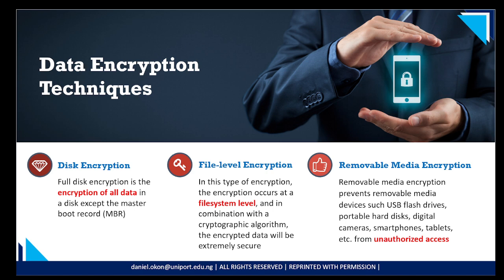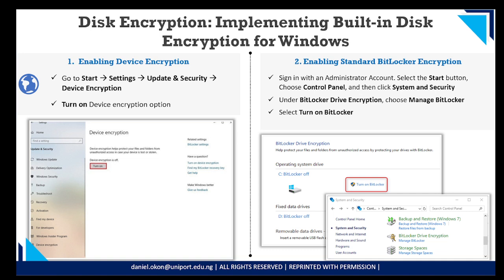We already know about data encryption techniques. We have disk encryption, encrypting a storage disk. File level encryption, encrypting just a particular file. You know, a disk is different from a file. Hope you know that. Encrypting a disk is different from encrypting just a file you want to be secure. Removable drive encryption: encrypting USB flash drives, hard disks, and all of that, smartphones and tablets.